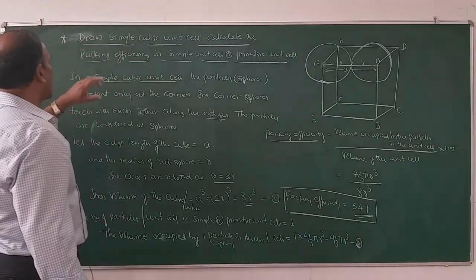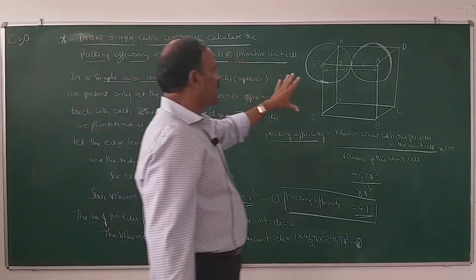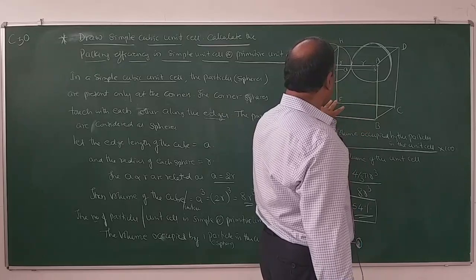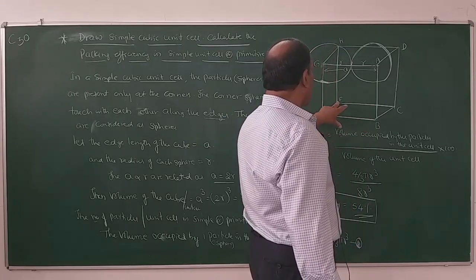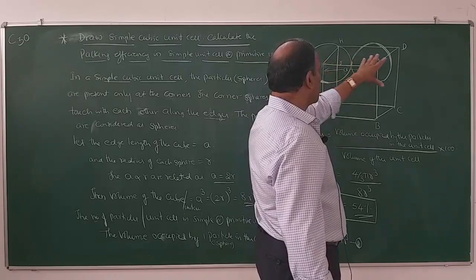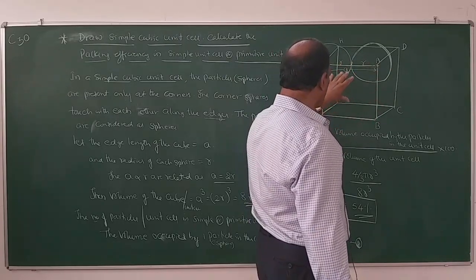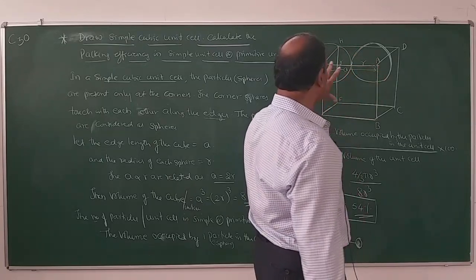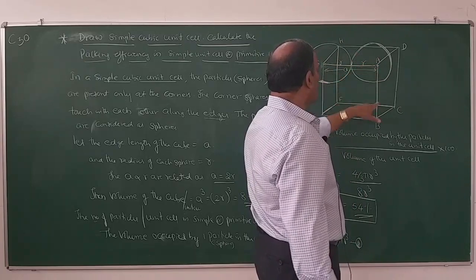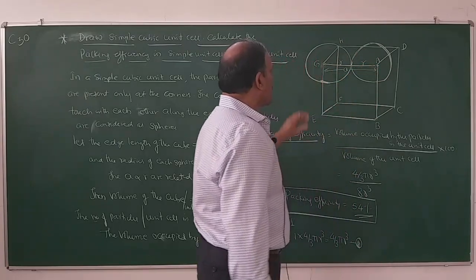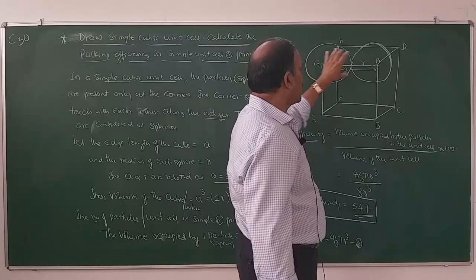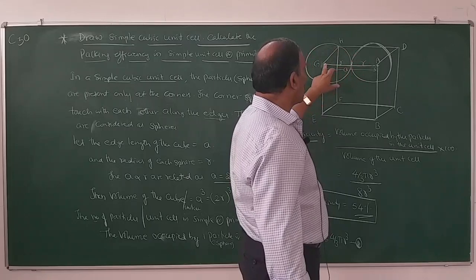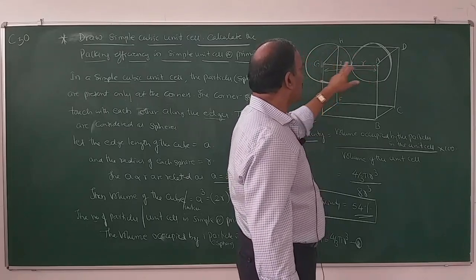So these are all very important. First you have to write the figure. This is a simple cubic unit cell. Here the particles are present at the corners. There are 8 particles at the 8 corners, but I have shown only 2 particles here. Each particle is considered as a sphere, and each particle touches the others along the edges.